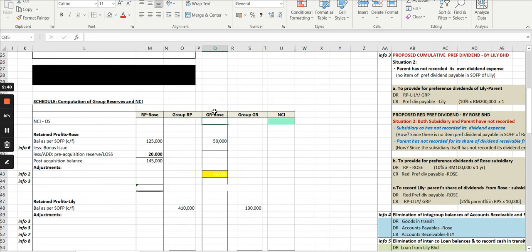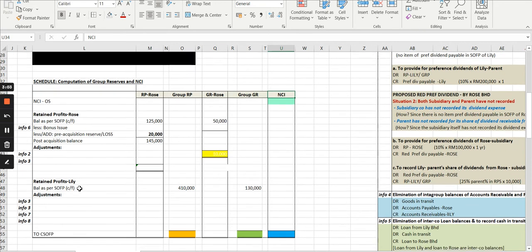And this column, which is the third column, is for the general reserve of the subsidiary. The fourth column is for the group general reserve, and I prefer to put the non-controlling interest as the last column. It's up to you if you want to put the non-controlling interest here as the second one. It does not matter, as long as you have the information there, it would be fine.